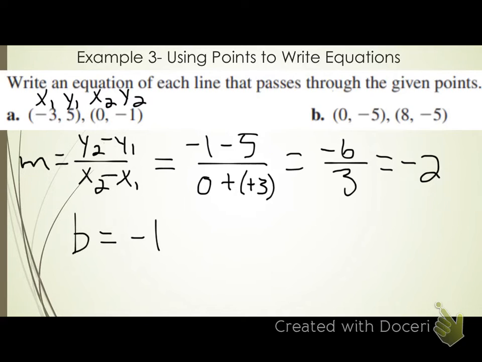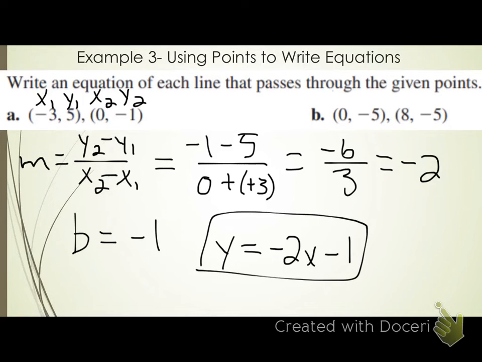The only two things I need to create an equation in slope-intercept form, what are they? Slope and y-intercept. Do I have those two things now? Yes, I do. What would be my equation for part A? Y equals negative 2x plus negative 1. Very good. Y equals negative 2x minus 1. I plugged the negative 2 in for m and plugged in negative 1 for b. Okay? Questions on A?